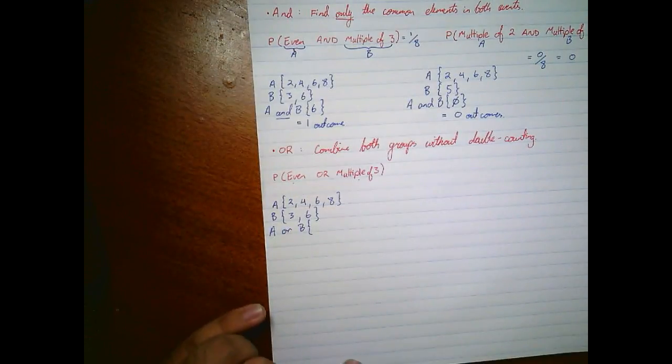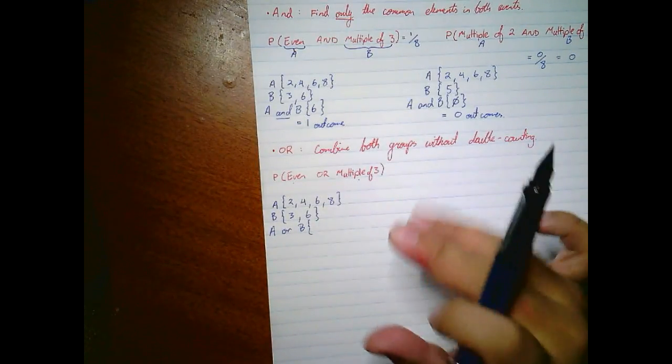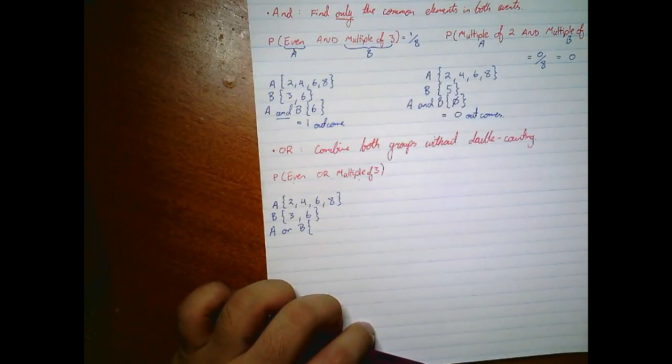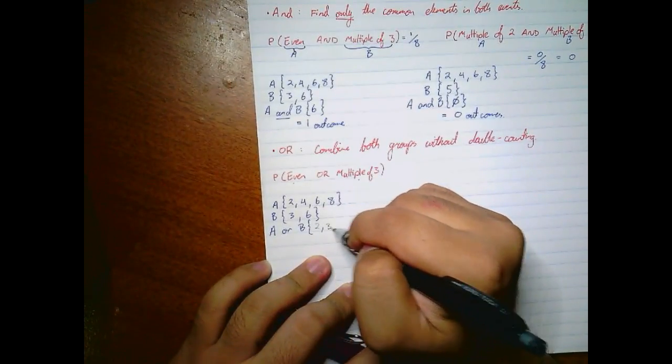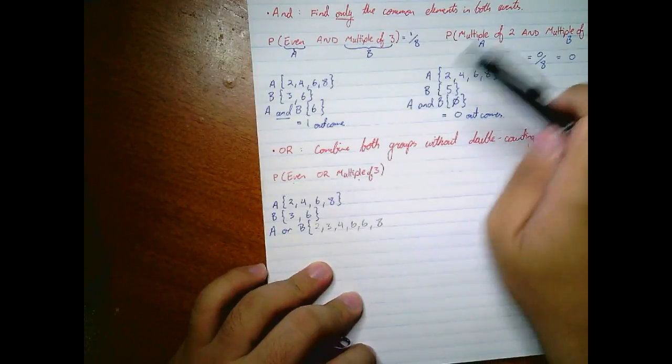We're going to combine both, but take a look. See how 6 is common in both? If we were to combine both of them, we would get something like this. I'll do it in pencil first. We would get 2, 3, 4, 6, 6, and 8.